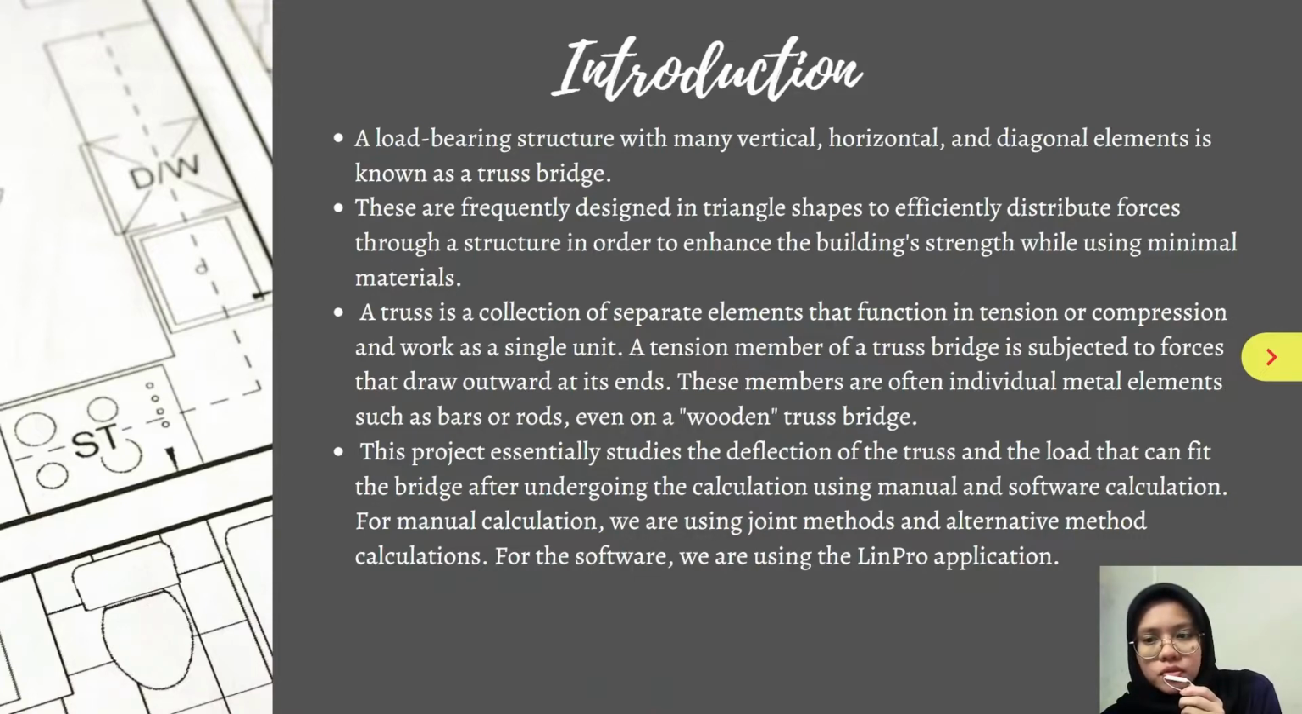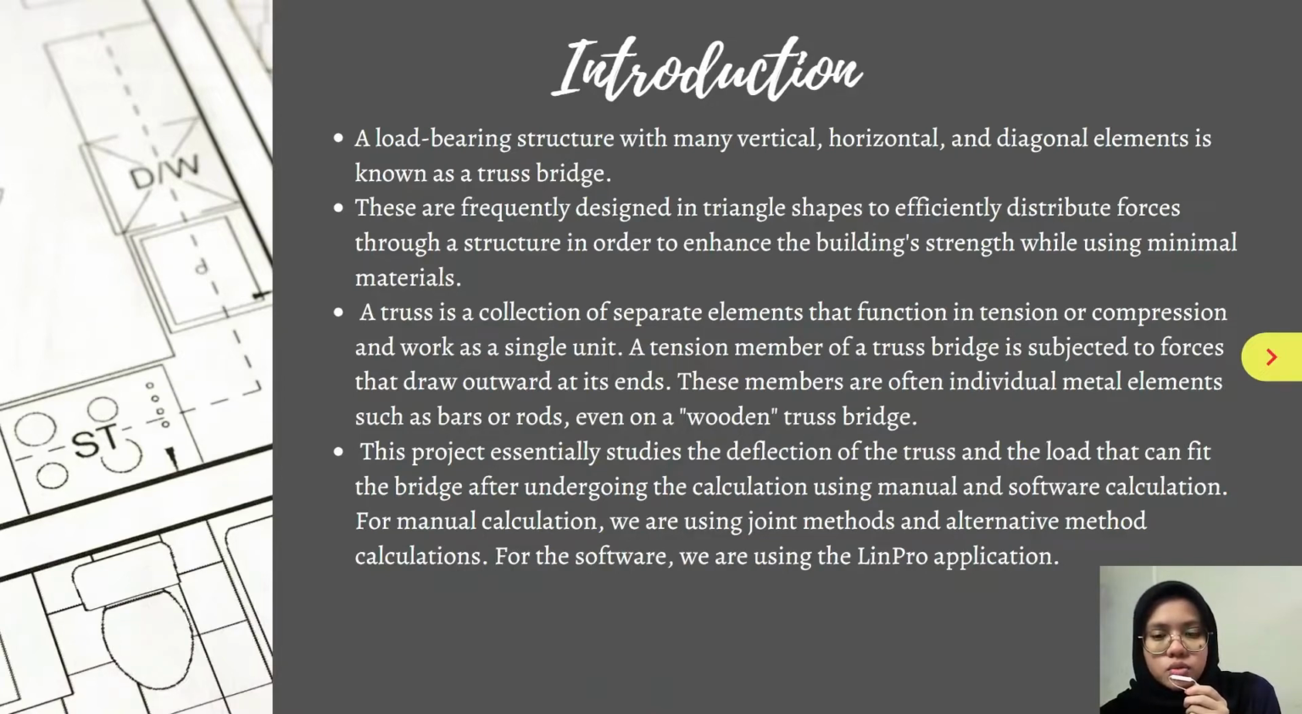A tension member of a truss bridge is subjected to forces that draw outward at its end. These members are often individual metal elements such as bars or rods, even on a wooden truss bridge. This project essentially studies the deflections of the truss and the load that the bridge can take after undergoing the calculation using manual and software calculation.